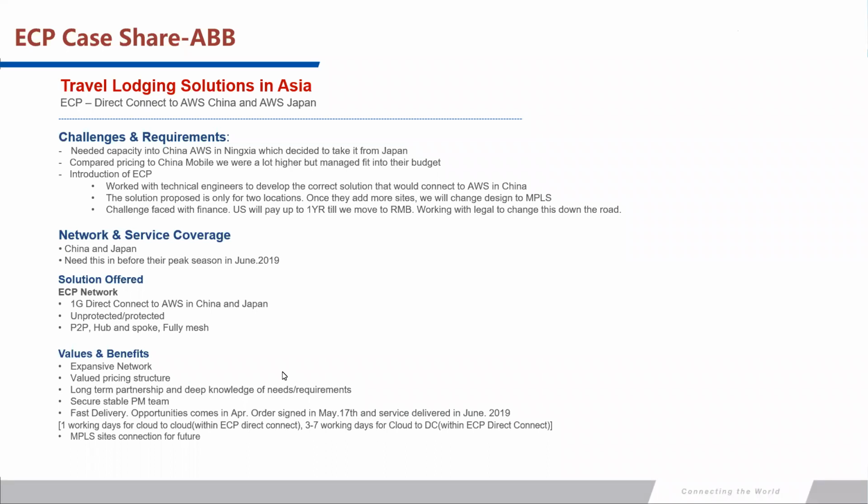Finally, the customer ordered 1G between AWS in China and AWS Japan, and also protection mode. From this case, you can see that the customer can expand networks, has value-added pricing structures, and also has faster network delivery. During the solution, the customer also talked about expanding the network, and yes, we can add an MPLS site inside ECP to help the MPLS network access both AWS China and AWS Japan.